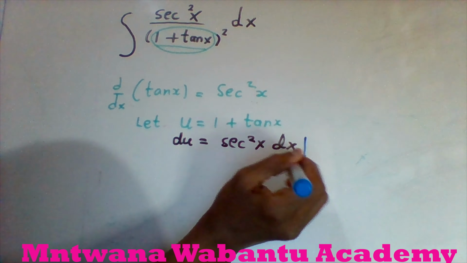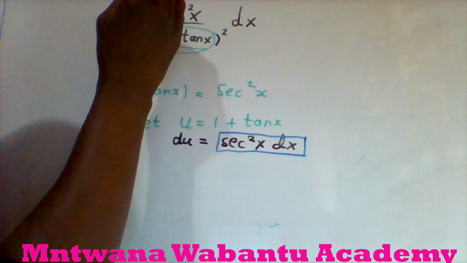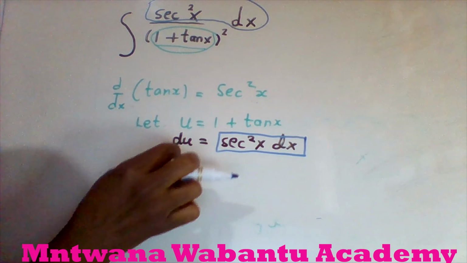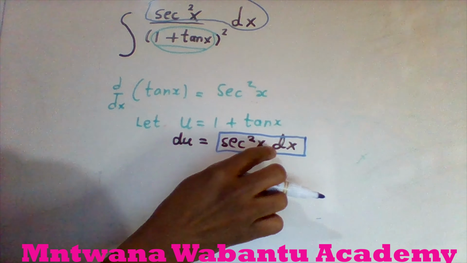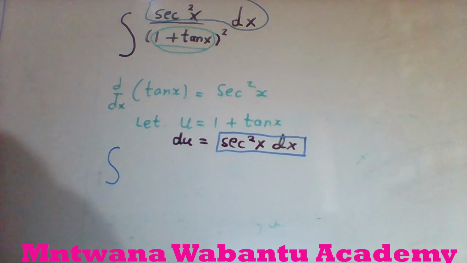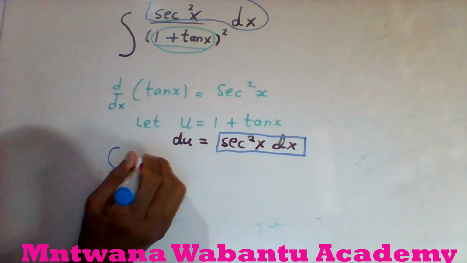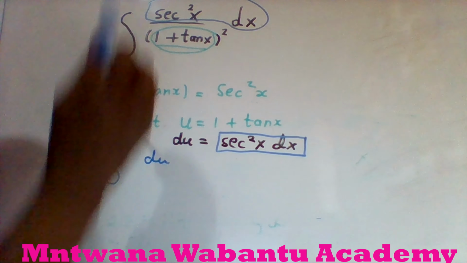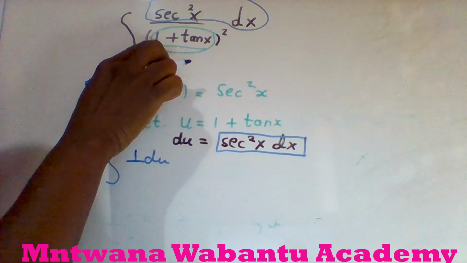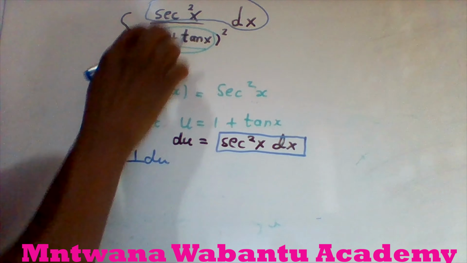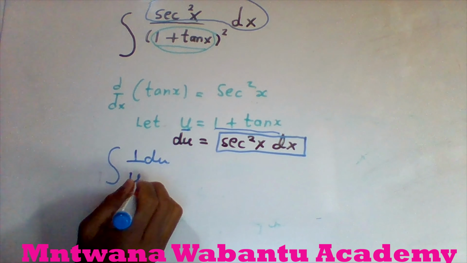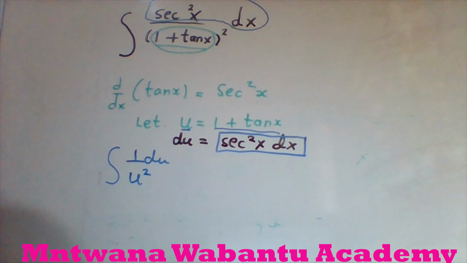If you look carefully, this stuff here is this one here. So I'm going to remove this and put du, because sec square x dx equals du. So the integral is not going to be sec square dx, it's going to be du. At the denominator, all of this is on top, so it's 1 over u, because u equals 1 plus tan x, and there's a square outside. Okay, so now the question is finished.